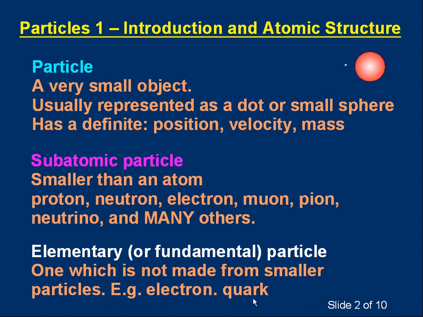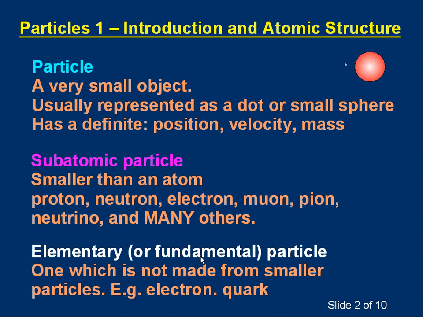Up to about 1960, scientists used to think that a proton was an elementary particle, that it couldn't be split into smaller ones. But since then we know that a proton is actually made up of 3 quarks joined together. So a proton is no longer regarded as an elementary particle, but a quark is. That's very roughly what we mean by particles in these terms.